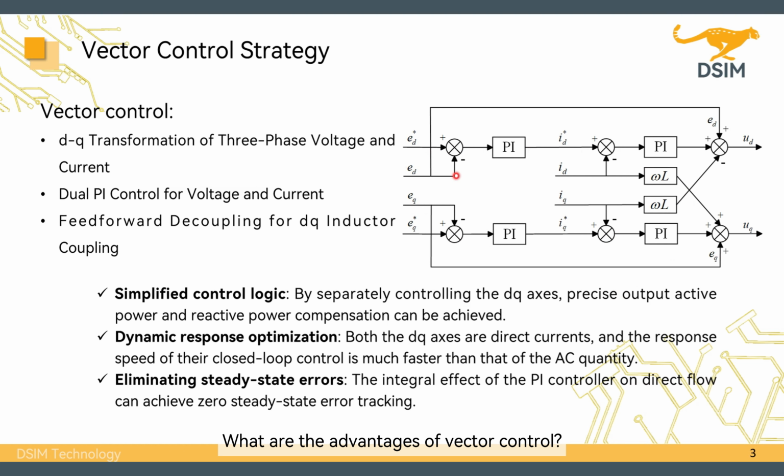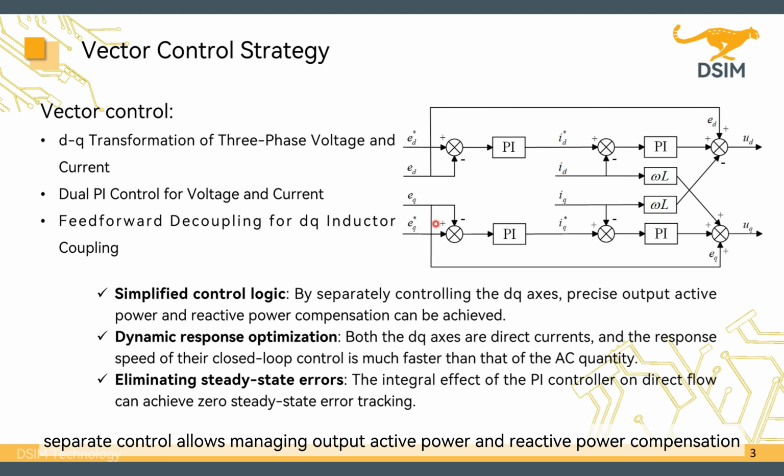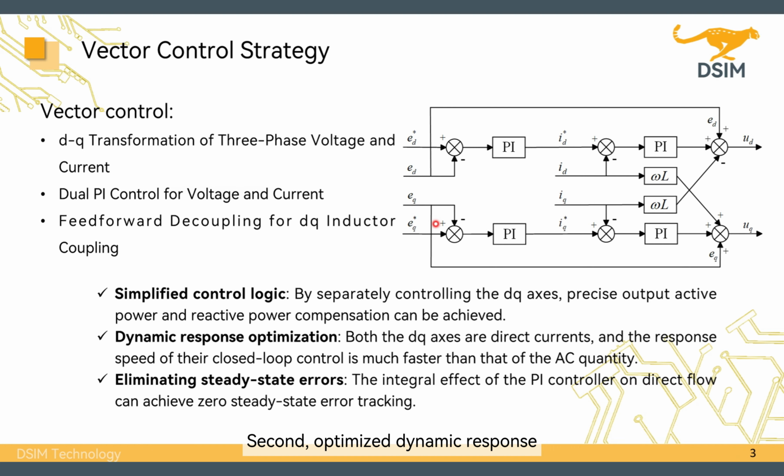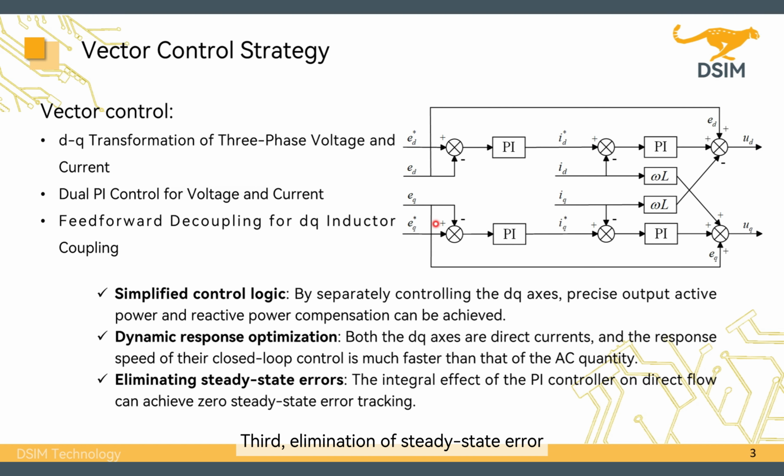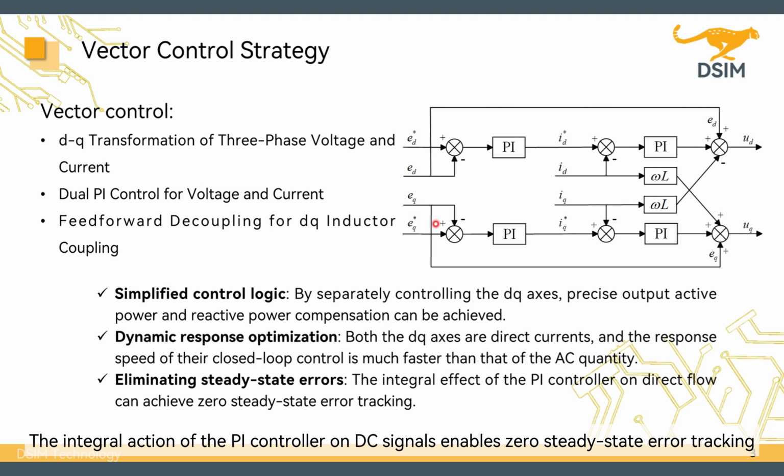What are the advantages of vector control? First, simplified control logic. After decoupling the DQ axis, separate control allows managing output active power and reactive power compensation. Second, optimized dynamic response. After coordinate transformation, DQ axes are DC signals. The closed-loop control response speed is much faster than for AC signals. Third, elimination of steady-state error. The integral action of the PI controller on DC signals enables zero steady-state error tracking.